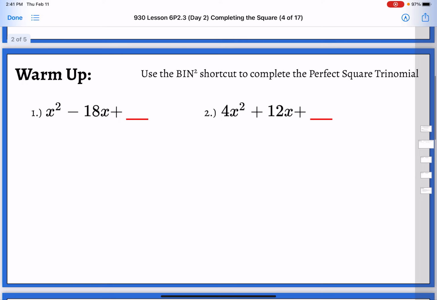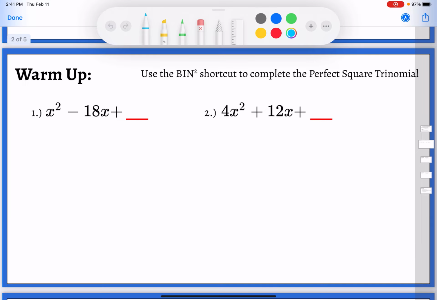So just as a warm-up here, go ahead and just practice completing this square, right? Make this into a perfect square trinomial. What number would have to go in that blank to make it a perfect square trinomial? We practiced this in the last lesson. So remember, the first process in completing that perfect square trinomial is to open up your binomial squared parentheses, right?